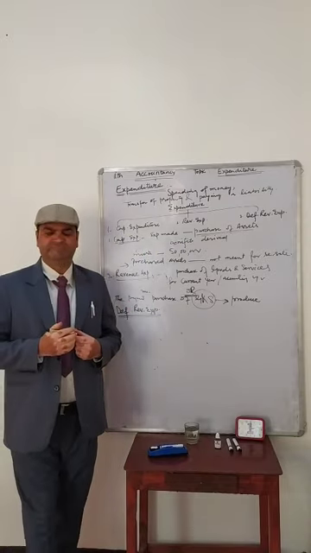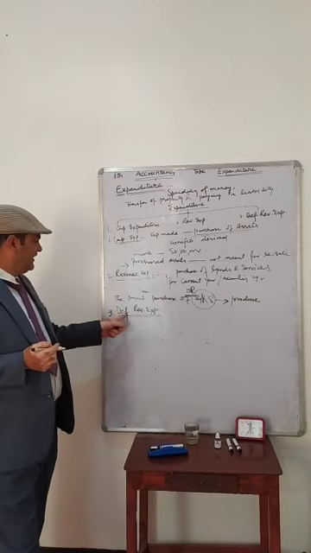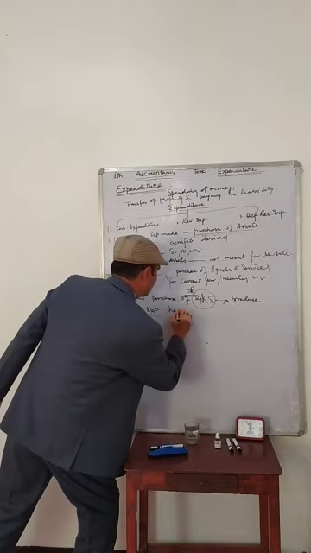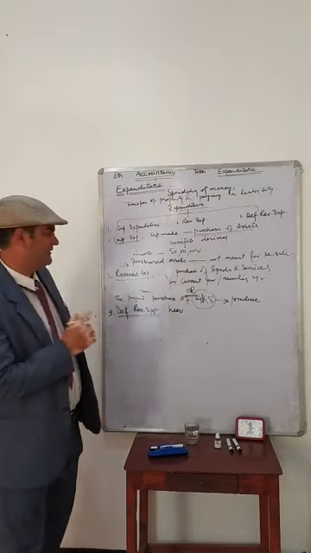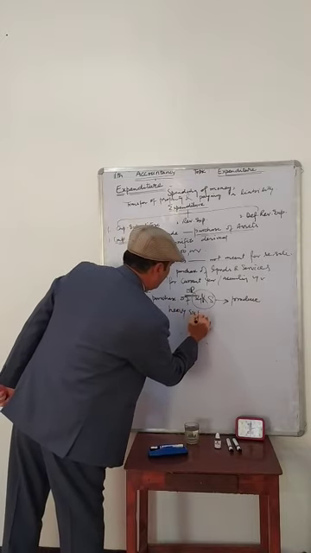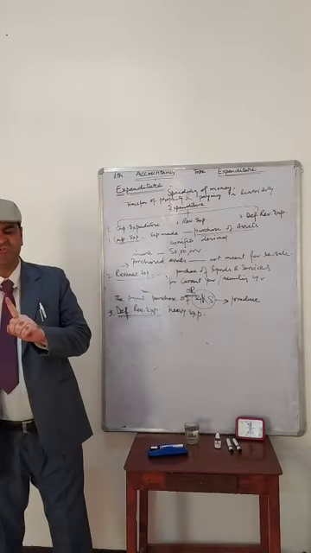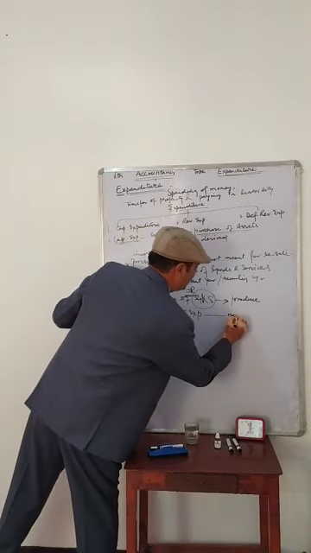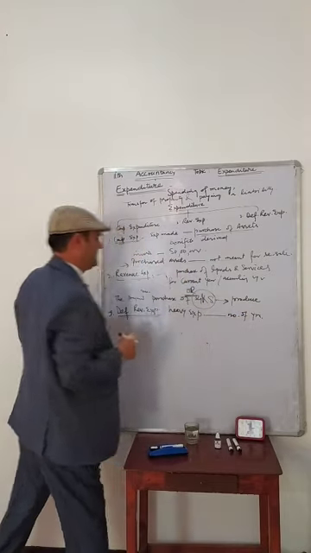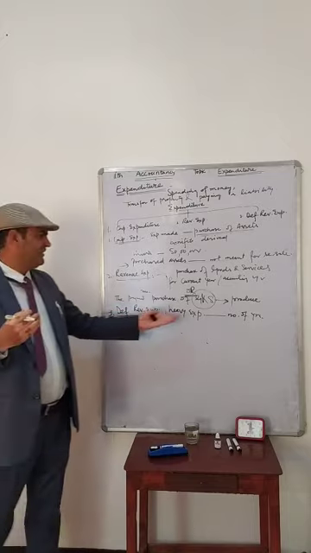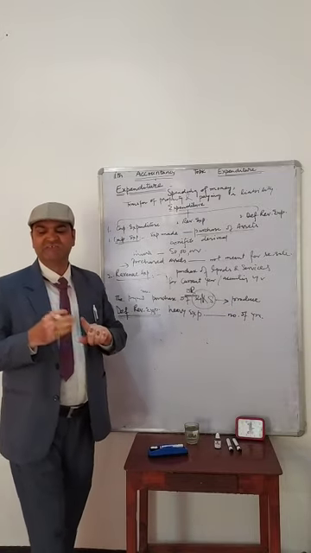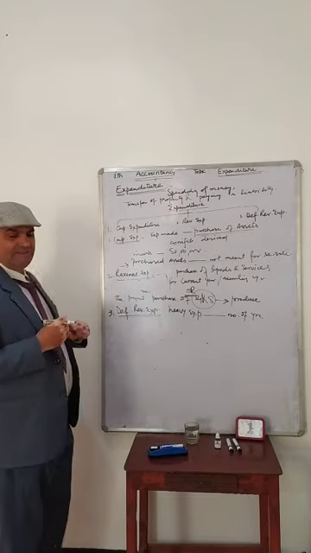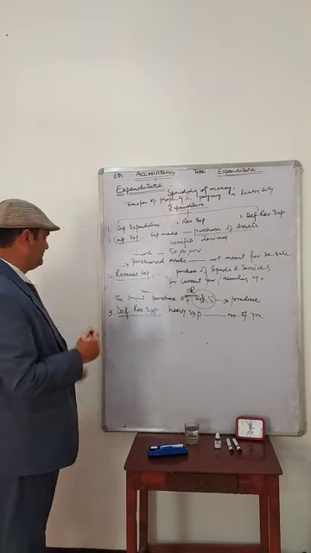This is very important here, to know what is deferred revenue expenditure. A heavy expenditure or a heavy payment made for a number of years. A heavy expenditure made for a number of years is known as deferred revenue expenditure. I will give you some examples to understand this point clearly.